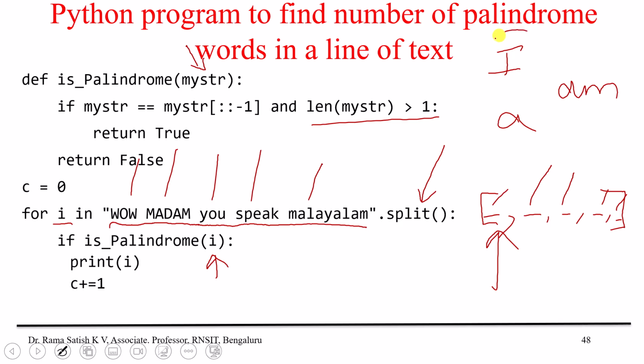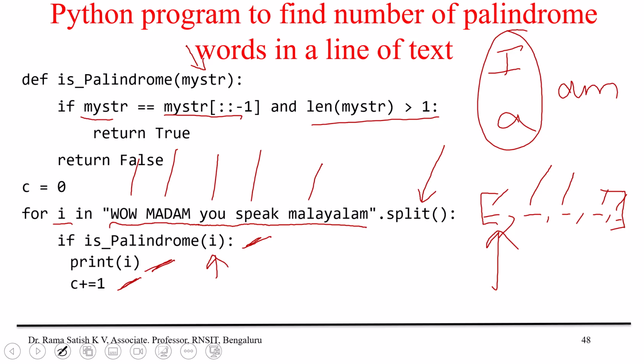Single words you cannot claim as palindrome words. That's why the word should be greater than one in length, and the normal word and its reverse, if they are the same, then you are returning true. If this becomes true, you are printing that word and incrementing C. C is equal to C plus 1. You are displaying the word, and C also you are incrementing.